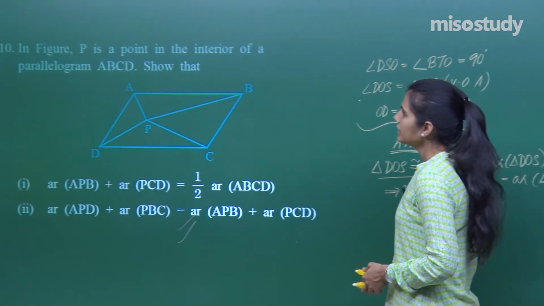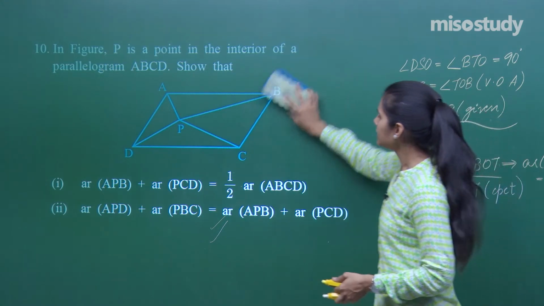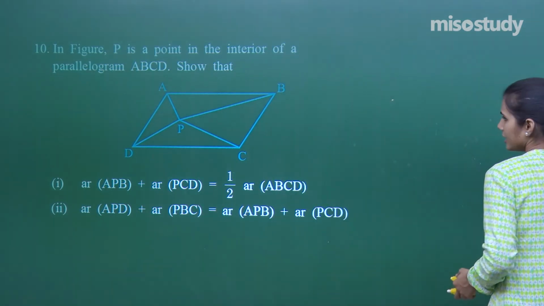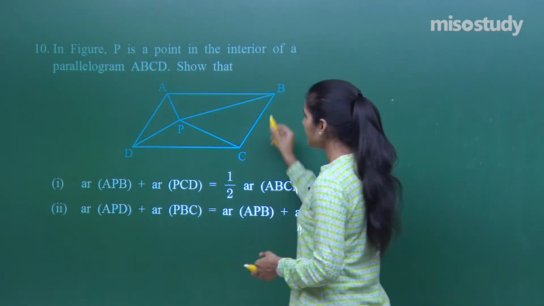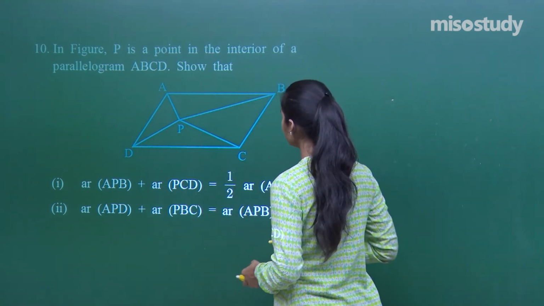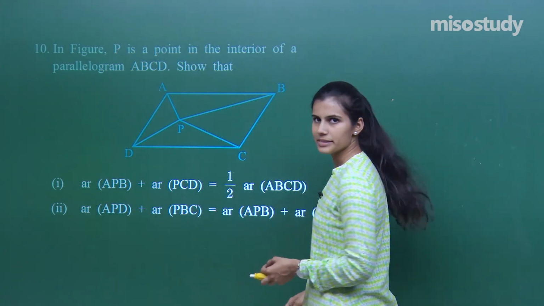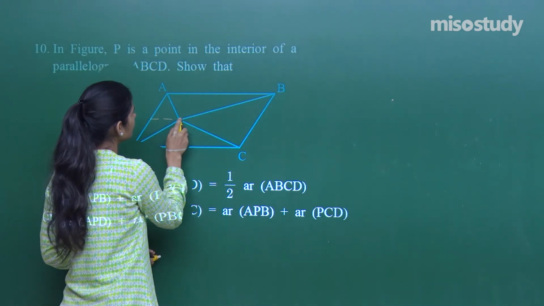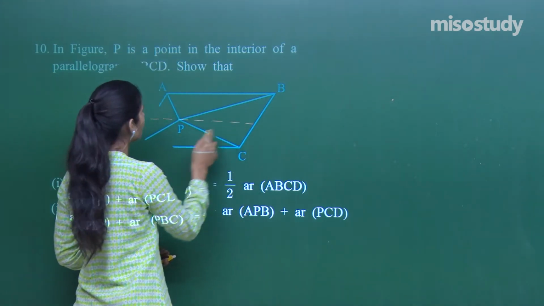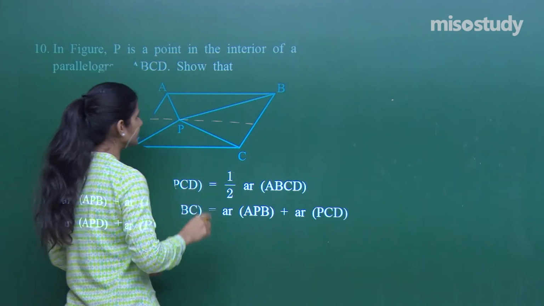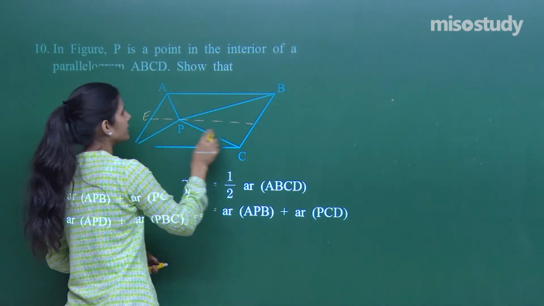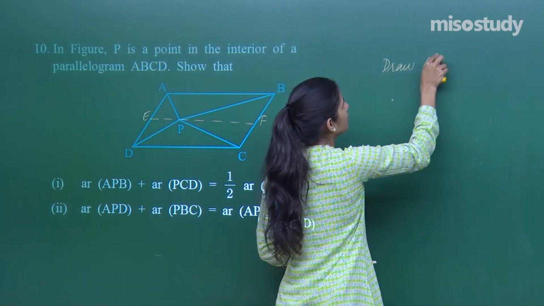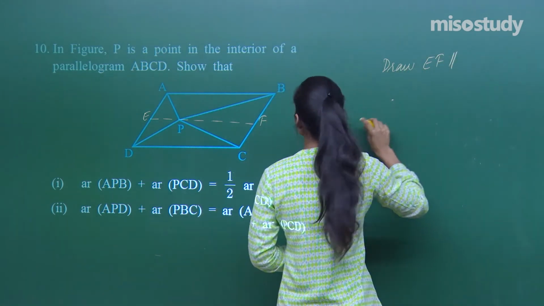Next we have, in this figure, P is a point in the interior of the parallelogram. Show that area of triangle APB plus area of triangle PCD is half of area of the complete parallelogram ABCD. To show this, I take a construction. I draw a line passing through P parallel to the side CD. I name this line EF. So I say draw EF parallel to CD.